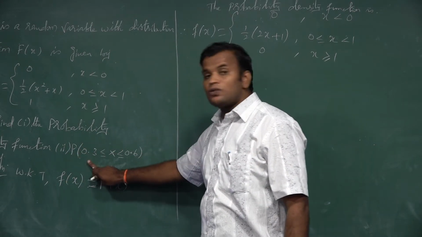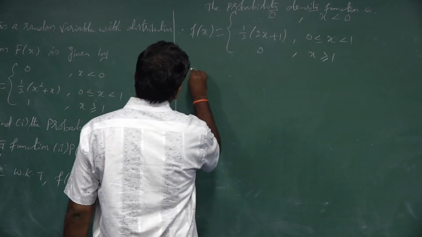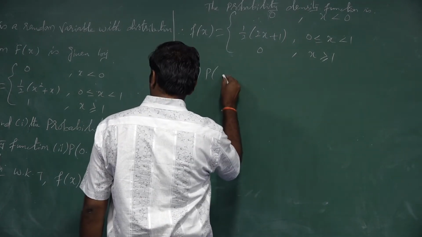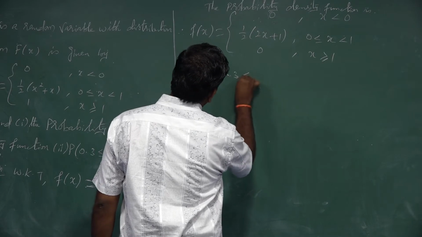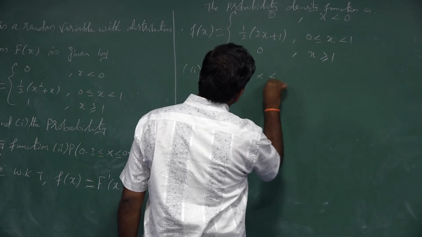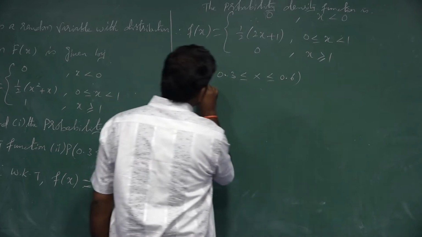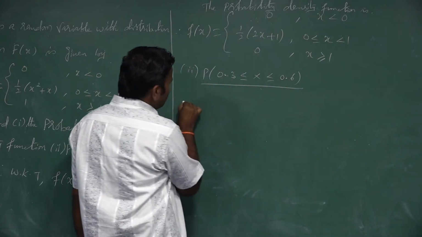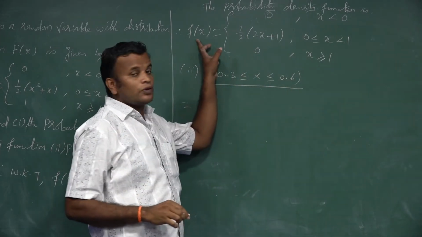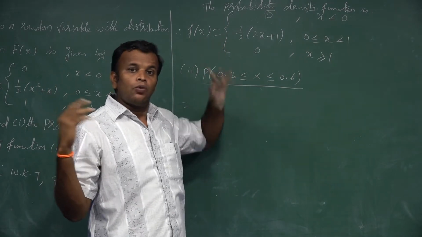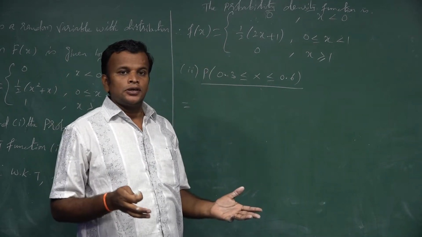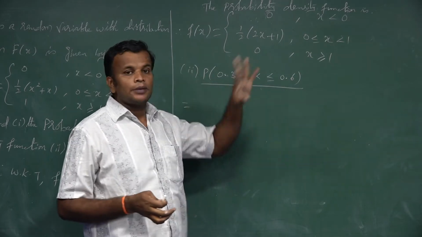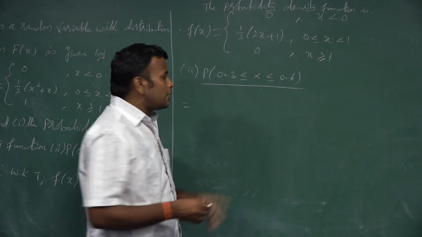Now we find the second one. Okay, what is the second subdivision? To find P of 0.3 less than or equal to x less than or equal to 0.6. Now we have both small f of x and capital F of x. Both values, it is your choice. We use either small f of x or capital F of x. I use a small f of x.